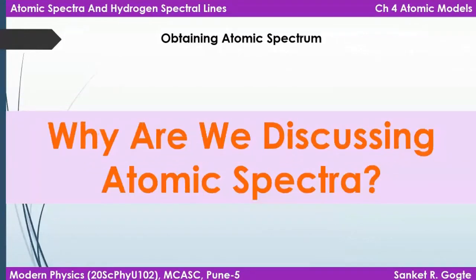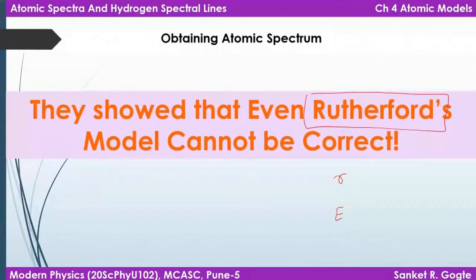What is observed experimentally is that it is not true. Not any value of energy is possible. There are only certain discrete values of energy which can be assumed by electrons in the atom. And therefore, it was evident from the atomic spectra. One of the drawbacks was that it cannot explain the spectral lines.